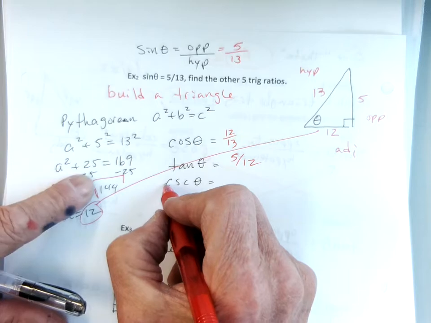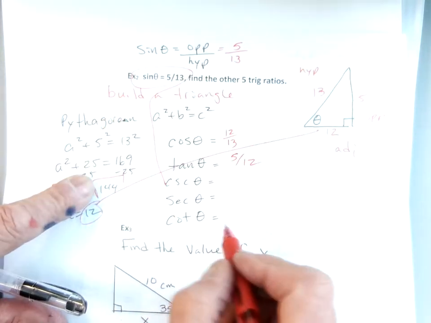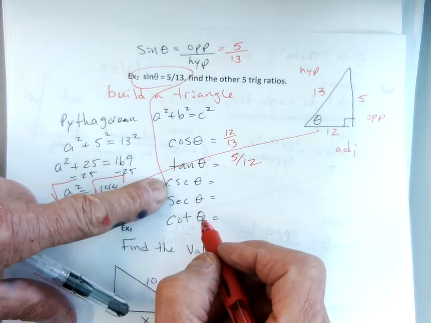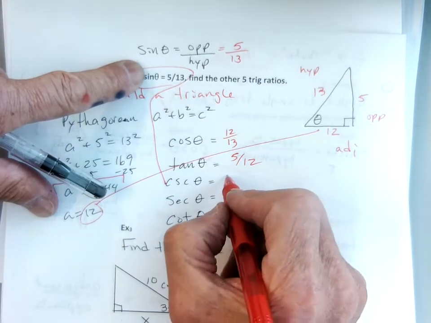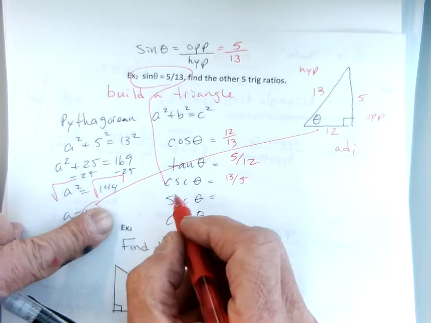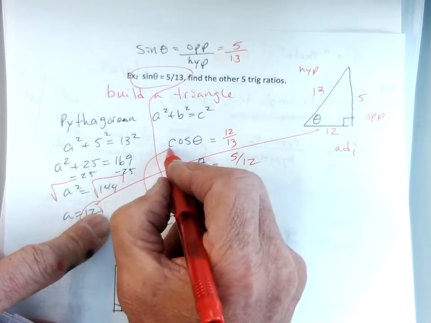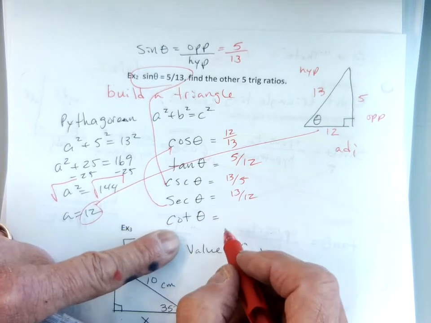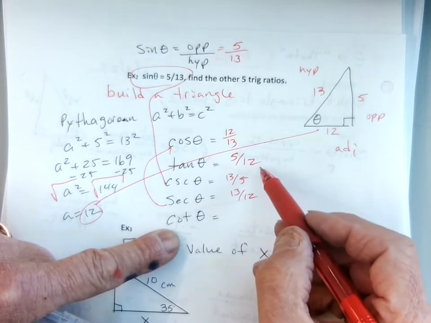Cosecant is the opposite of sine, so 13 over 5. Secant is the opposite of cosine. And cotangent is the opposite of tangent, right?